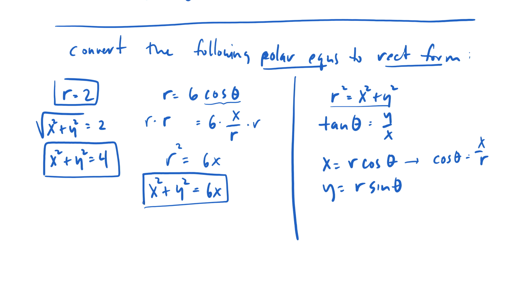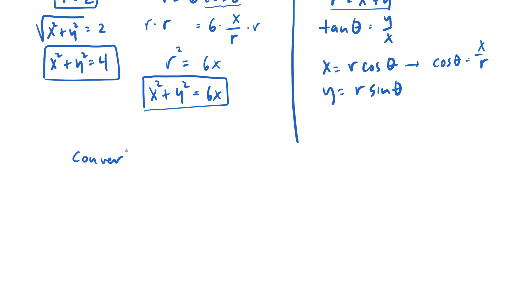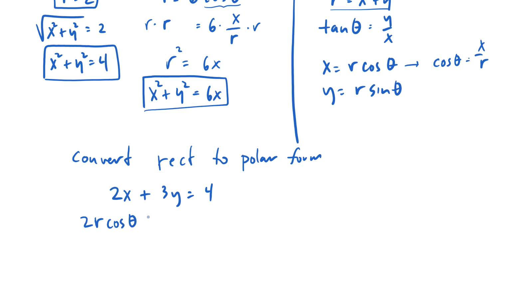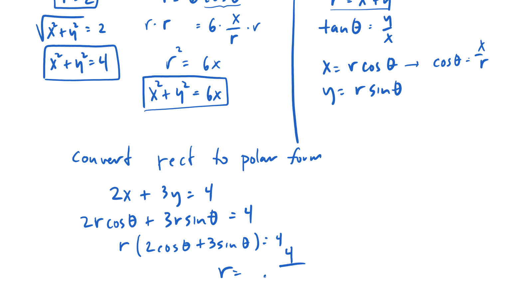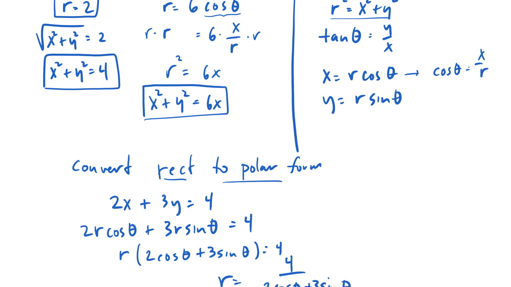Okay, now let's do this. Let's go the other way. Convert rectangular to polar form. So let's say, for instance, we had something like this. 2x plus 3y equals 4. Okay, well, I know that x is r cosine of theta plus 3r sine of theta, and that equals 4. And if I factor it, that's polar form, but now if I get r by itself, because we like to do that, kind of like we like to write y by itself, r times 2 cosine theta plus 3 sine of theta equals 4, so then r would be 4 over 2 cosine theta plus 3 sine of theta. Okay, so that's how we can go from rectangular to polar form, by using these same equations.